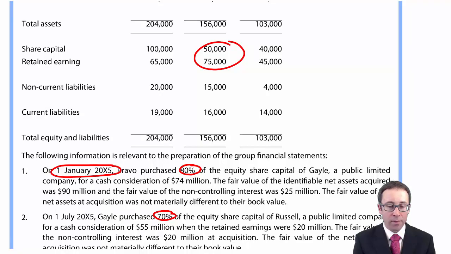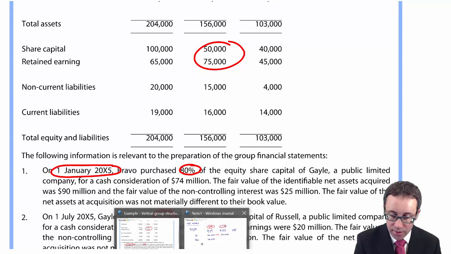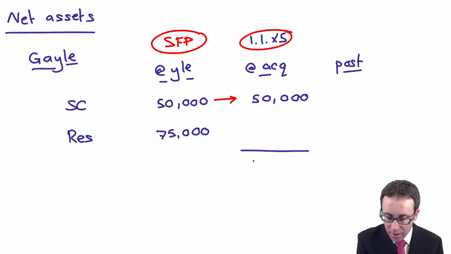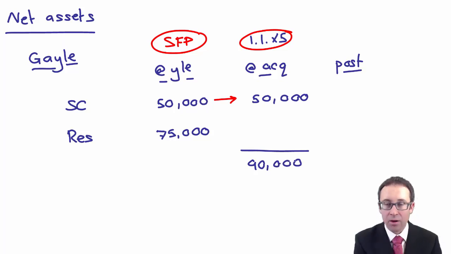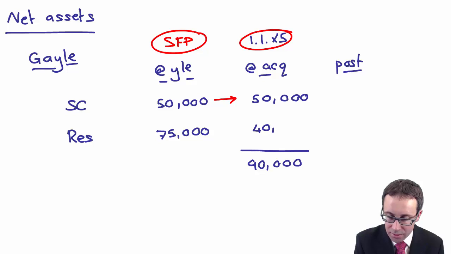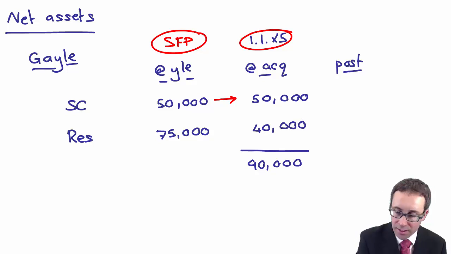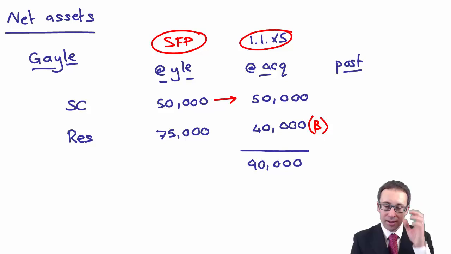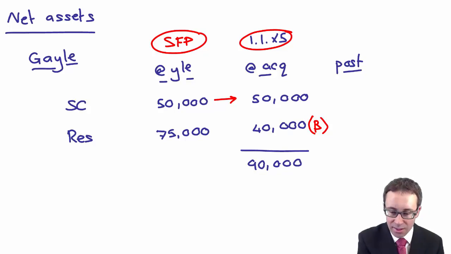So the information in part 1 tells us the fair value of identifiable net assets acquired was 90, and the fair value of the non-controlling interest was 25. The fair value of the net assets at acquisition was not materially different to their book value. So what we're saying is that if there's no material difference to their book value, then that 90 million is the fair value of the net assets. So instead of telling us that the retained earnings were 40, it's asking us to work that out, isn't it? If the share capital was 50 and the net assets are worth 90, the reserves need to be 40.